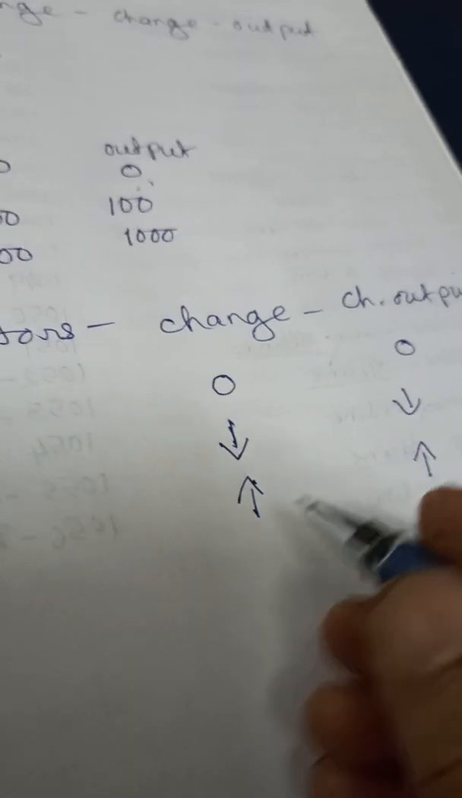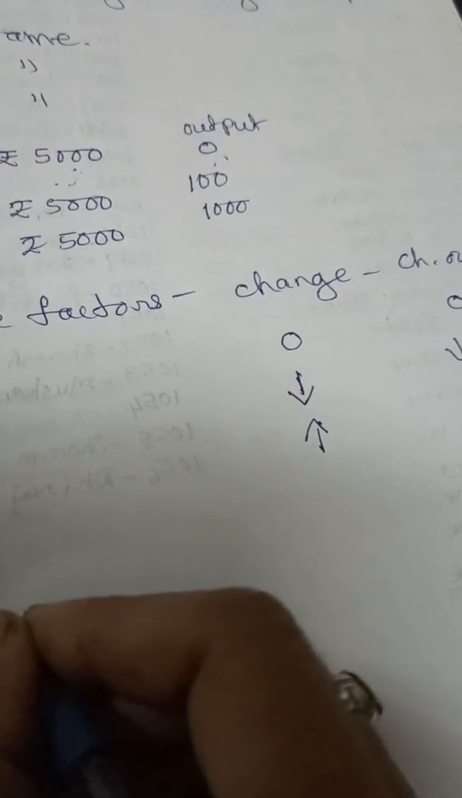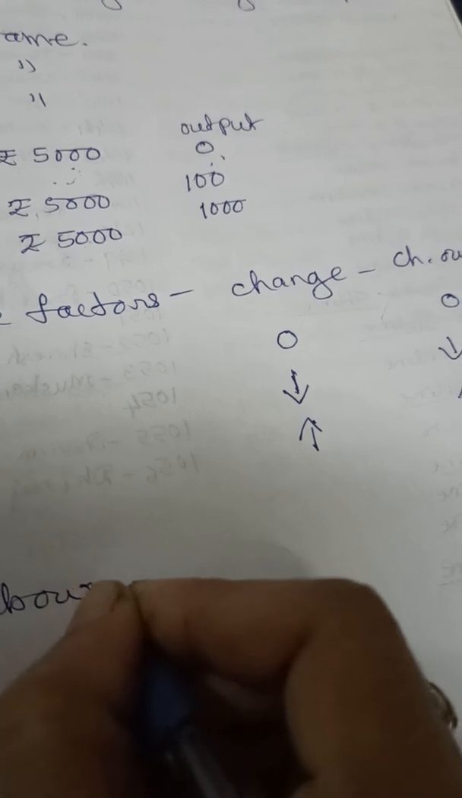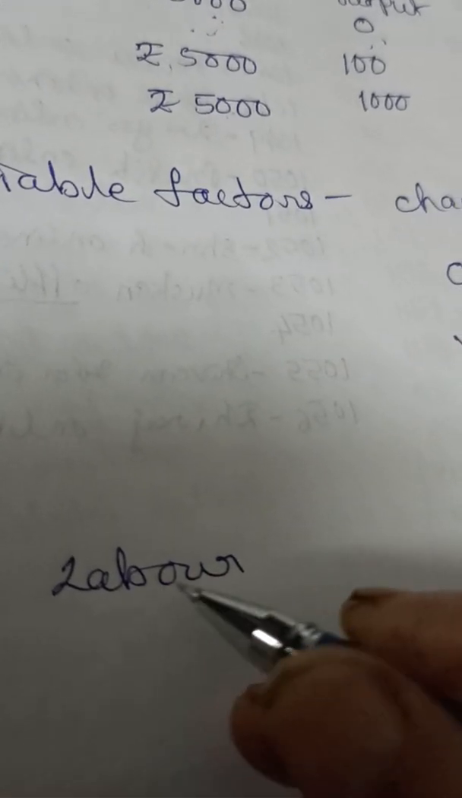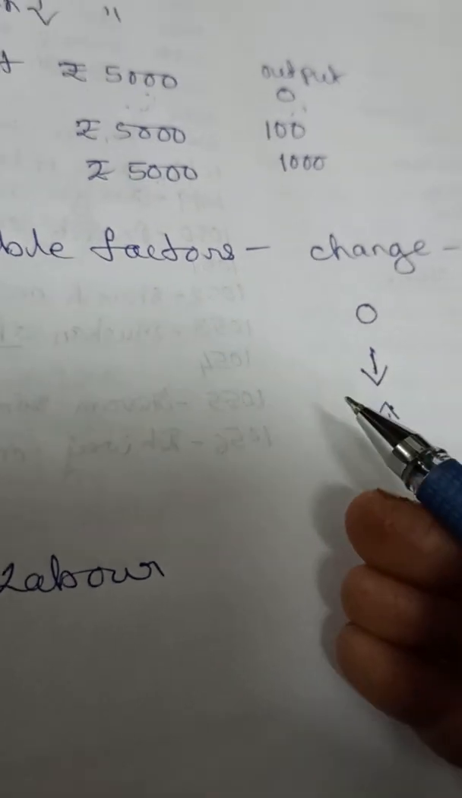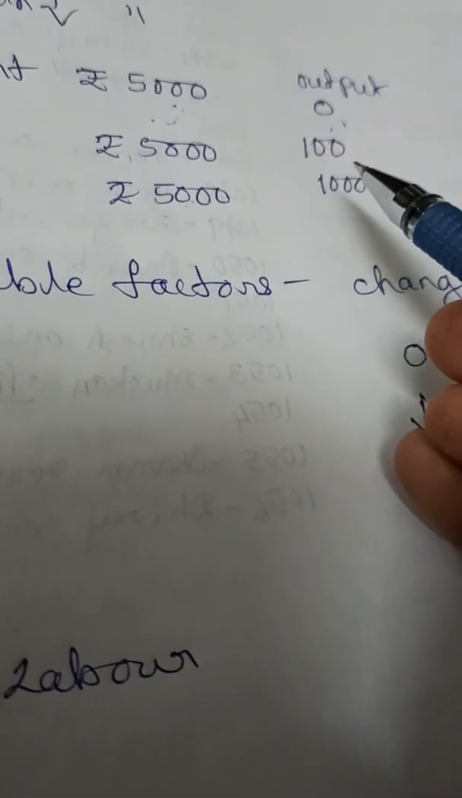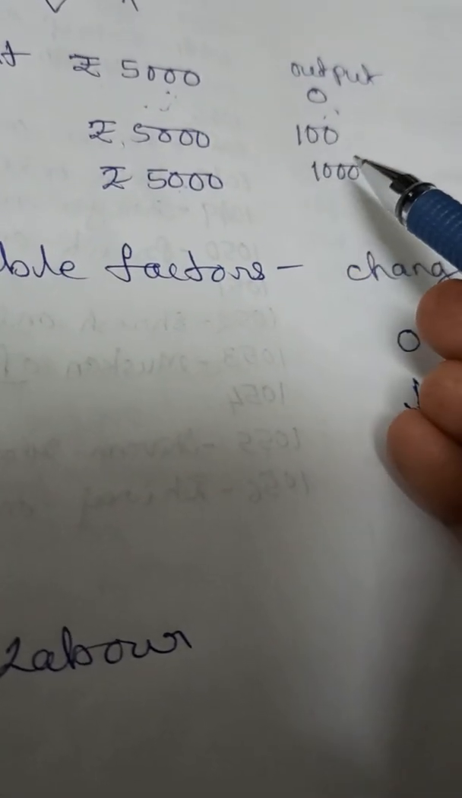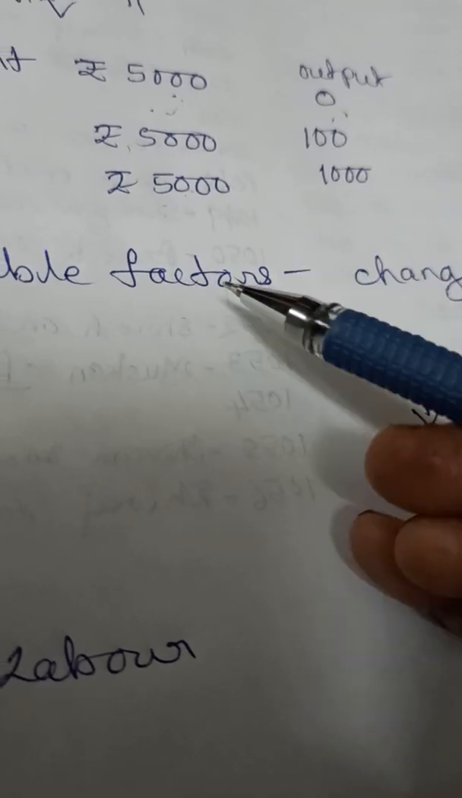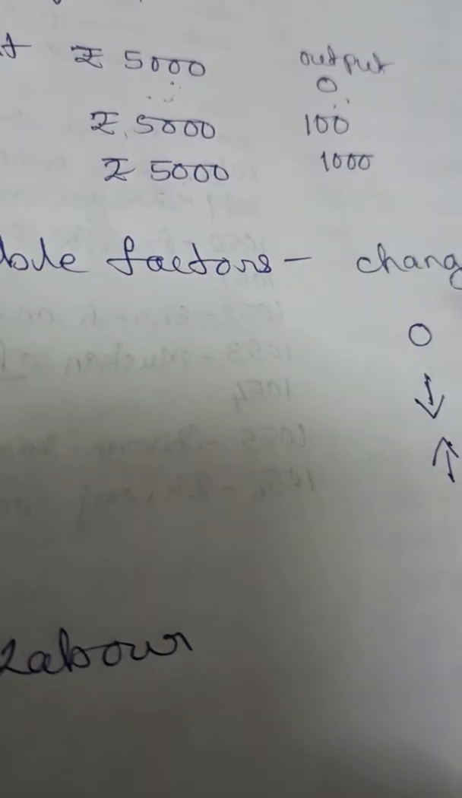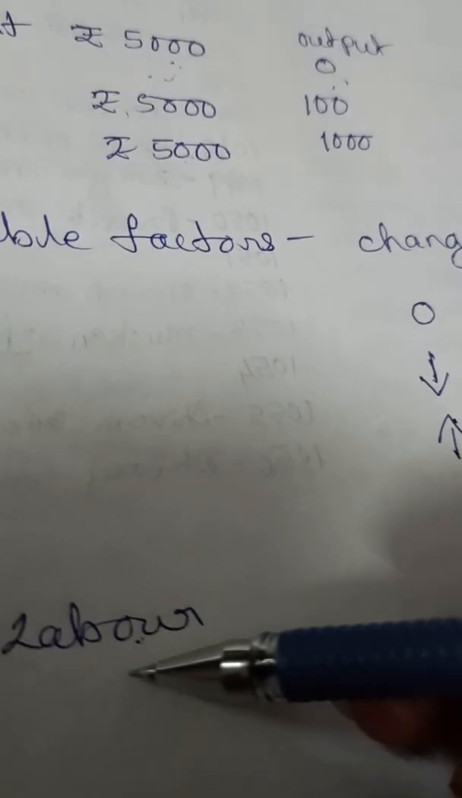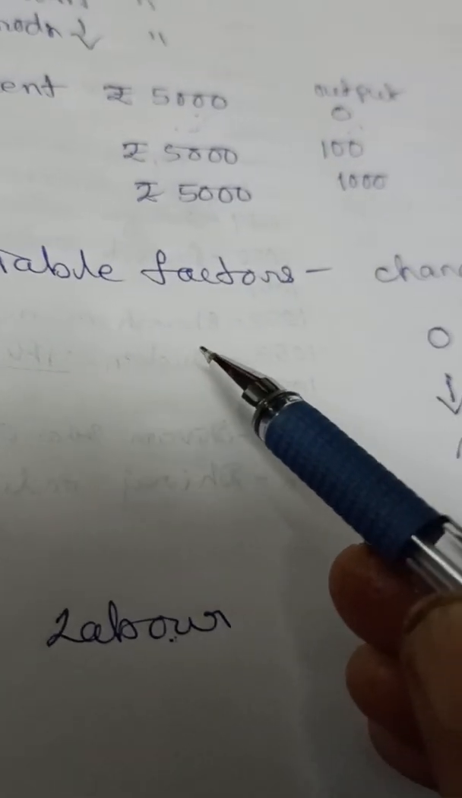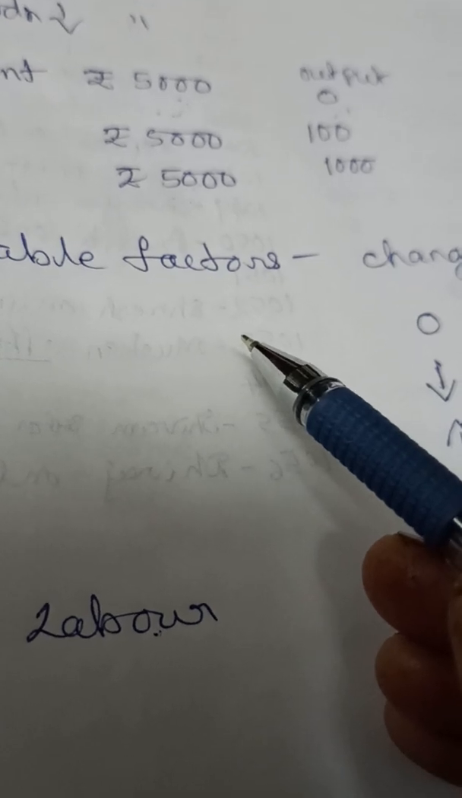For example, labor, the workers you are using. When the production is 0, you won't use the labor. When the production is less, for example, you are manufacturing 100 tables, you require fewer workers. When you manufacture more, you require more workers. When the production is not there, there is no need of labor. So labor is an example of variable factor.